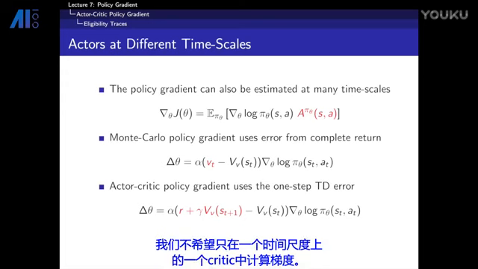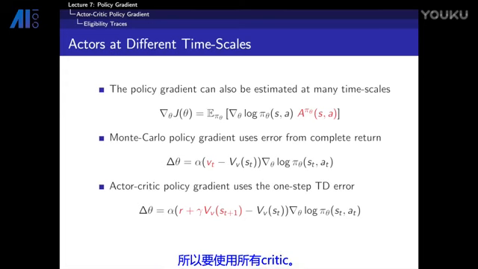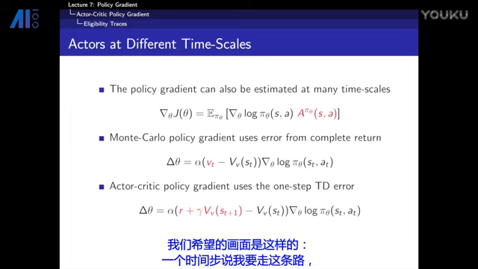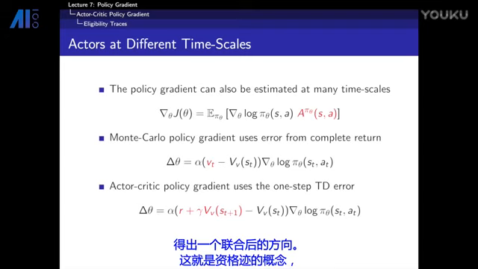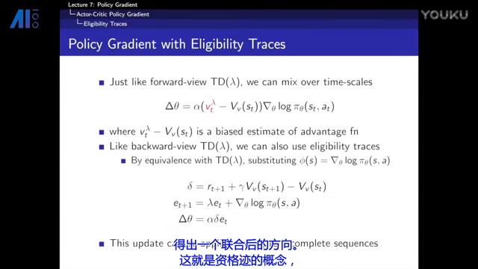We don't just want to rely on our critic at this time step to estimate the gradient. We want to use the critic. So we want to be able to say, well, the critic at this time step says I should go this way. The critic at the next time step says I should go this way. So what we really want to do is to combine these together and actually move in some combined direction. And so that's the idea of using eligibility traces.